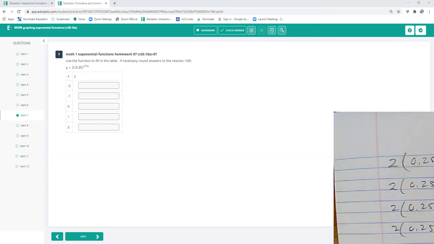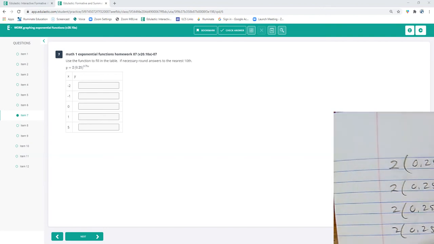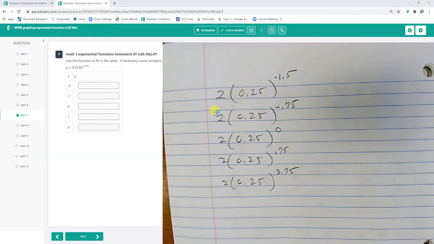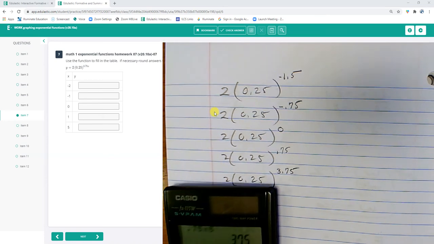Negative 1 times 0.75 is negative 0.75. 0 is going to be 0. Plug in a 1, I get a 0.75 up here. Plug in a 5, I get 0.75 times 5, which is 3.75. So I just figured out all my exponents. Oh, you can't see what I'm doing. Oh, Mr. Barr. Okay, so I got all those exponents ready to go by doing 0.75 times x. Now I'll use my calculator to figure out what each of these is.